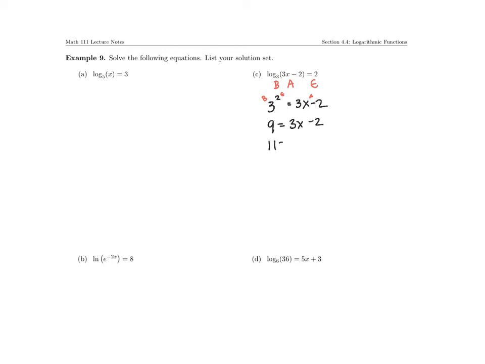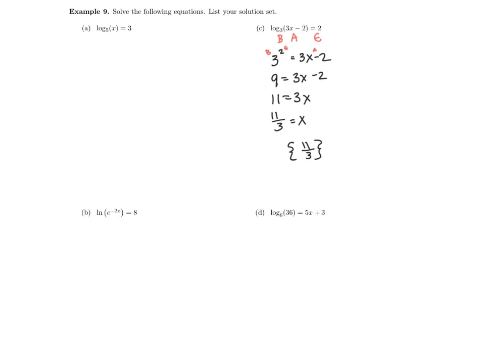Add 2 to both sides. 11 is equal to 3x. Divide both sides by 3. I get 11 divided by 3 is equal to x. Put that into a solution set, and we're done. So it's just kind of like the solving problems from the last unit. It's just the first few steps when you're dealing with the log things that may be difficult, but then it just becomes a regular solving problem.